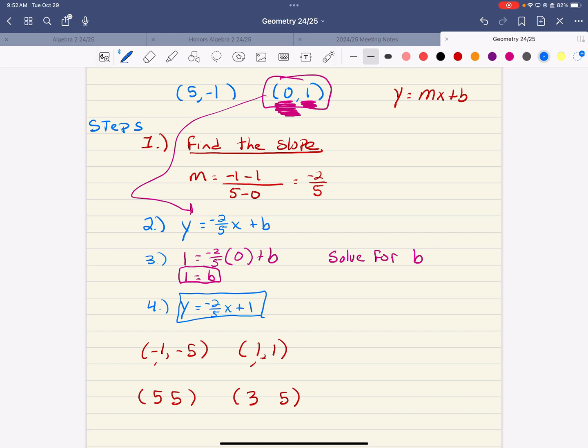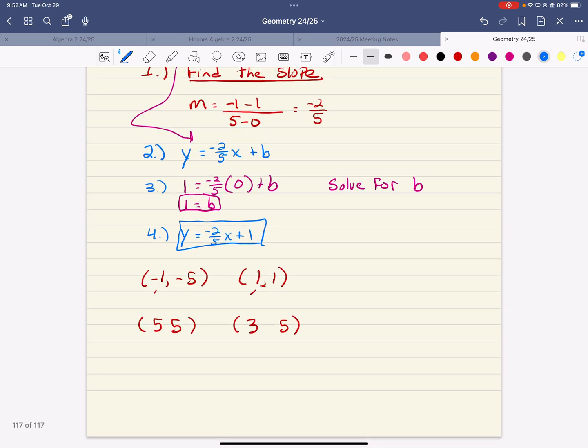Okay. Could we have known that right away? Yes, if you recognize this was the y-intercept. You could have just gone right to there. But this 4-step process works every single time. So you find the slope, write out the equation with the slope put in there, substitute one of the 2 points, doesn't matter. For step 3, solve for b, and then rewrite your step 2 with your b in there. These are the 4 steps we're going to use when we do these. Okay. So let's look at this second one. I'm going to get rid of this one.